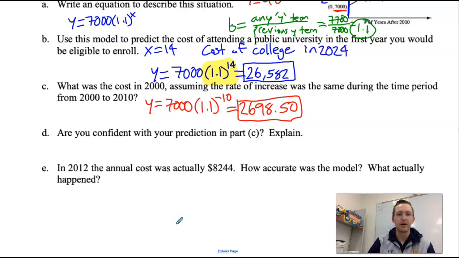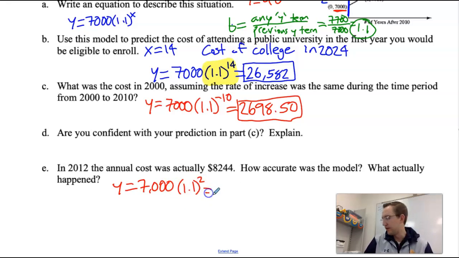So if the actual cost for 2012 was $8,244, how accurate was the model? Well, let's plug in x equals 2 and figure it out. So if we want to check how accurate the model is, let's find what the model tells us for the cost for the year 2012 and then compare the two. So that means we got to plug in x equals 2 to our model. So y equals 7,000 times 1.1 to the second power, which if we evaluate that correctly, we get $8,470 even.